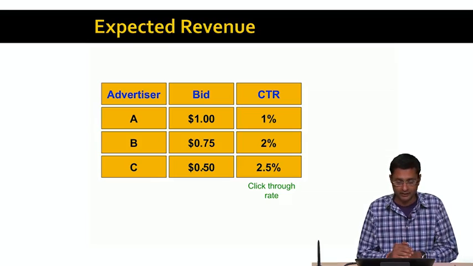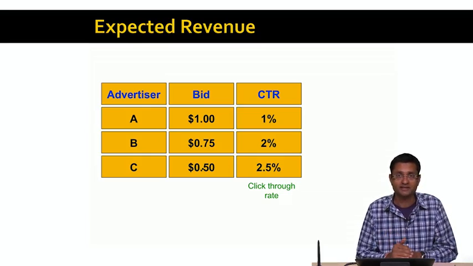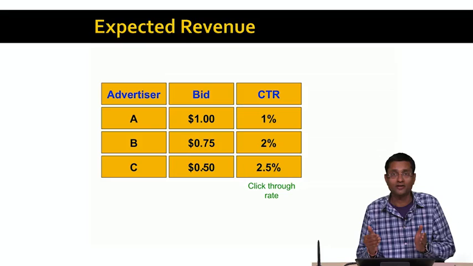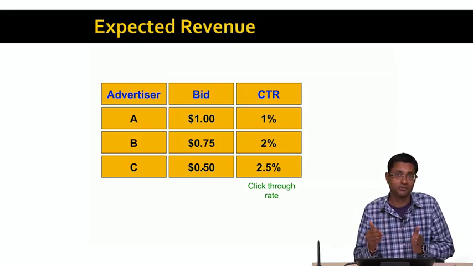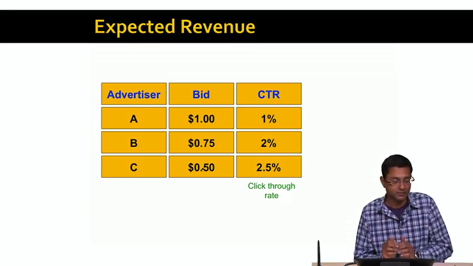Now, if I show advertiser A's ad and it's just clicked 1% of the time, then each time I show advertiser A's ad, there's a 1% chance it's going to be clicked. And if it does get clicked, I get paid $1. And so my expected revenue from showing advertiser A's ad is $1 times 1%, which is a penny, right? And similarly, my expected revenue from showing advertiser B's ad once is 75 cents times 2%. And similarly for C, my expected revenue is 50 cents times 2.5%.